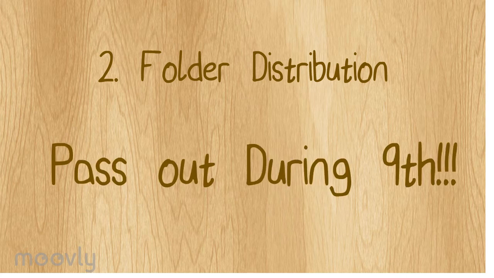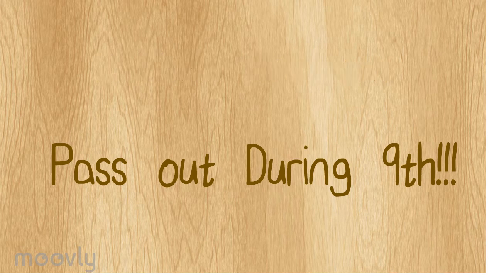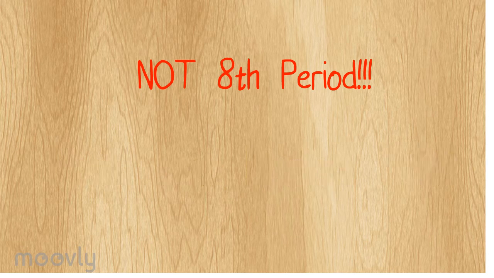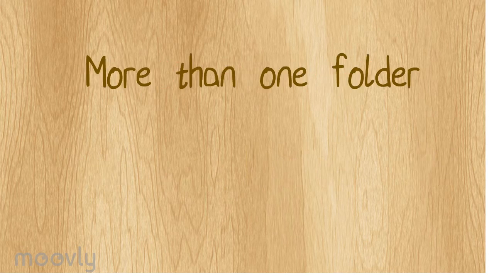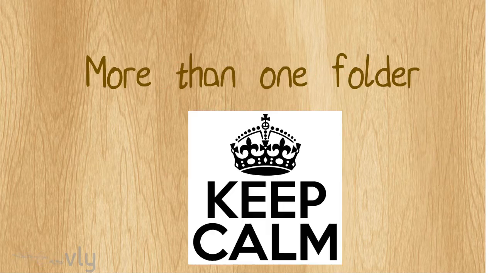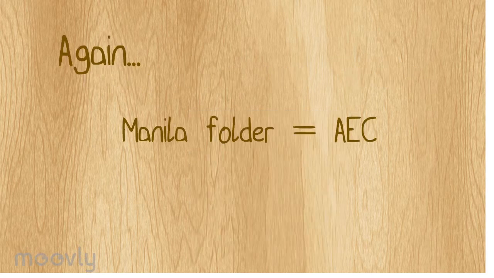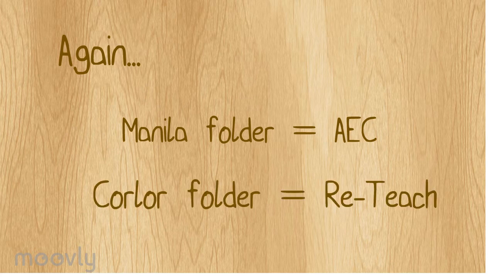You heard that right. The folders you receive during your 8th period are to be passed out to students during your 9th period and not during 8th. Also, a student may receive more than one folder, so keep calm and know that it is completely normal. Again, a manila folder means a student has AEC, and a colored folder means a student has Reteach.